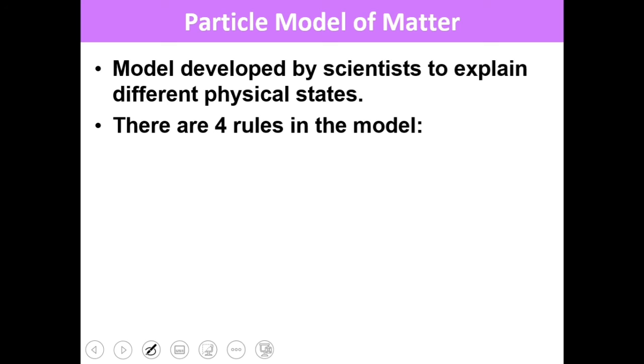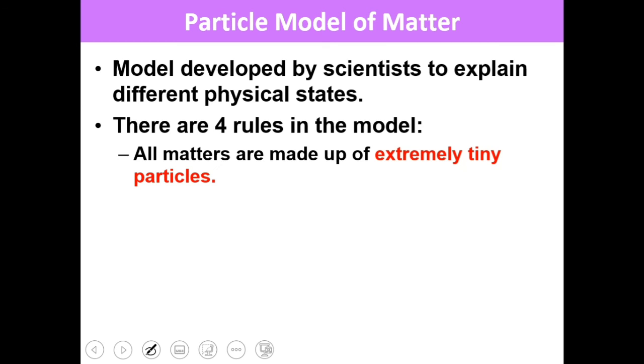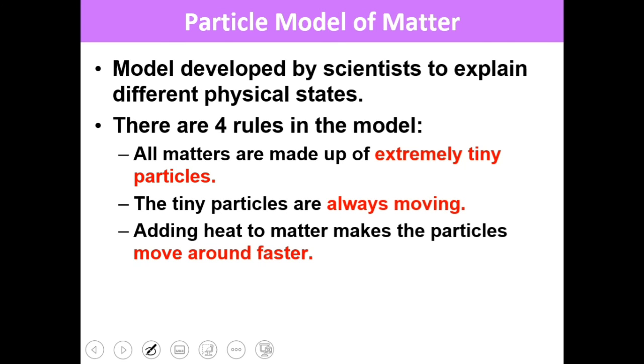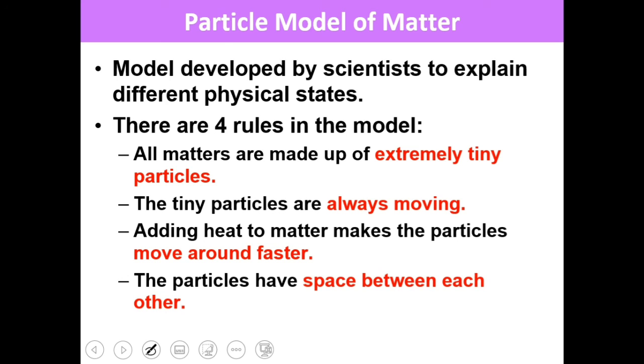It is important to develop models because if something is too small to observe, like a water molecule, we generally build a physical model, sometimes construct, sometimes draw, for scientists and students to understand things a little better. When you make this model, there are 4 rules. All matter is made up of extremely tiny particles. Tiny particles are always moving and colliding. Adding heat makes particles move faster, and there is enough space between them. That is today's lesson.